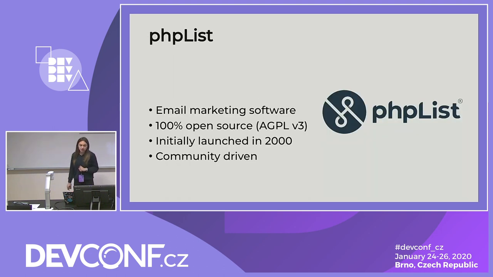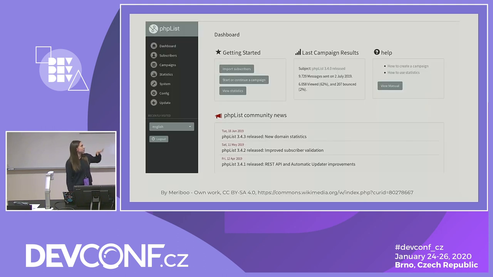So phpList is 100% open source software. It is licensed under the AGPL version 3 license. It is hosted on GitHub. It was initially launched 20 years back, in March 2000, and it is a community-driven project. This is a simple screenshot from the phpList dashboard, which is what the administrators see.